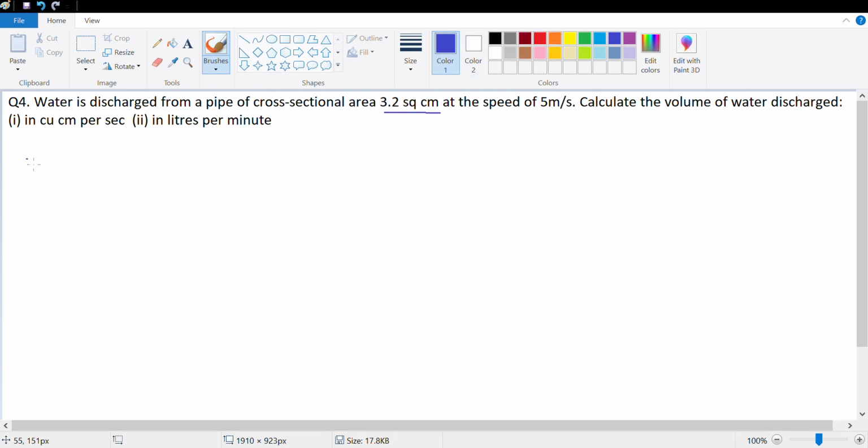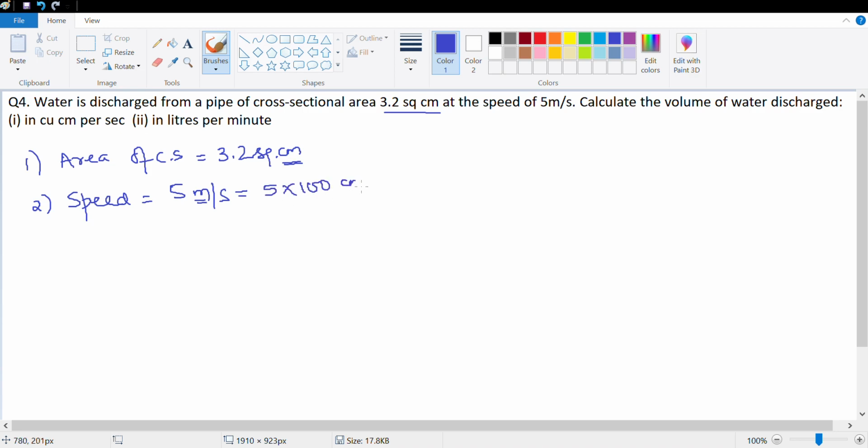So what is given is area of cross section is equal to 3.2 square centimeter, and speed is equal to 5 meter per second. I notice this is given in centimeter and this is given in meter. So let me convert this into centimeter, which means this will be 5 into 100 centimeter per second, which is 500 centimeter per second. Done. Calculate the volume of water discharged in cubic centimeter per second.